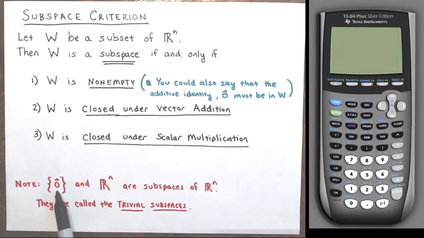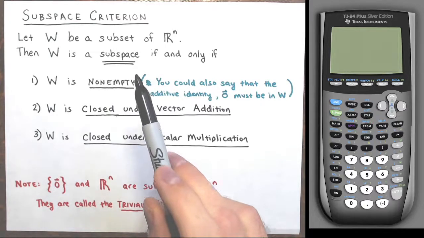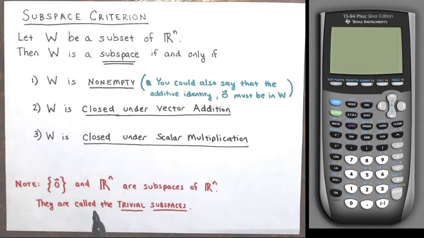The set with just the zero vector and the space itself, the entirety of Rn, are considered subspaces of Rn. They satisfy all three of these properties. The zero vector is in it, so it's not empty. Take any two vectors in here, they're just 0 and 0. Add 0 and 0 together, you get 0, so that's also in here. That's closed under addition.